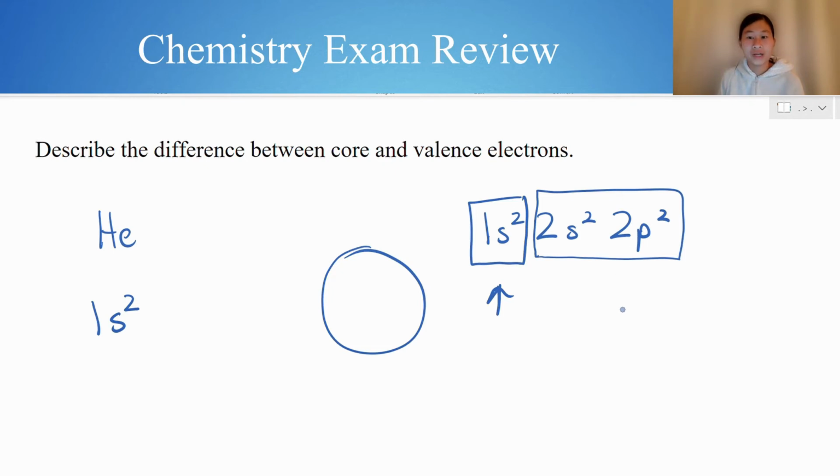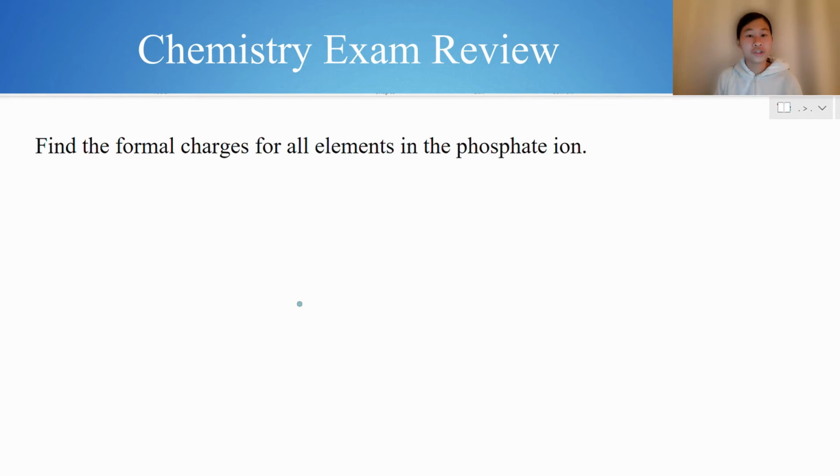They are in the outermost shell and are thus called valence electrons. Find the formal charges for all elements in the phosphate ion.